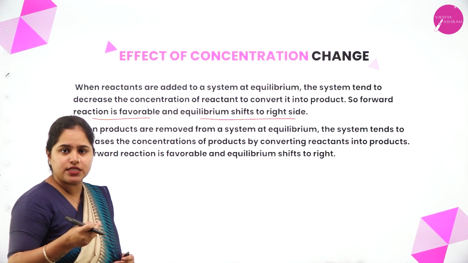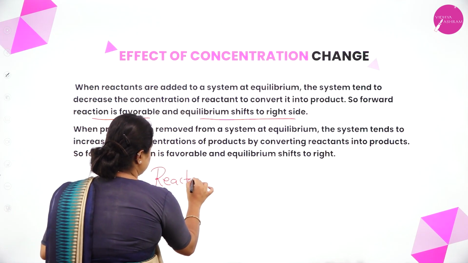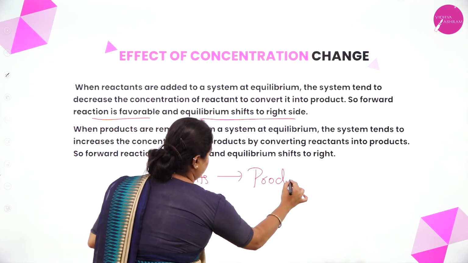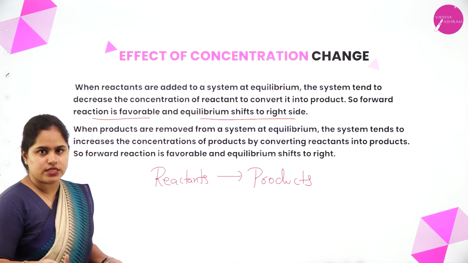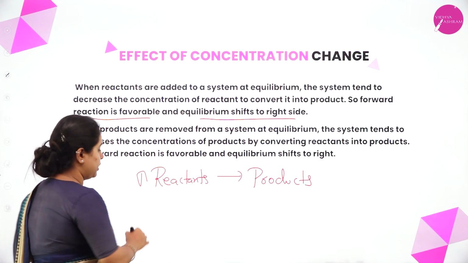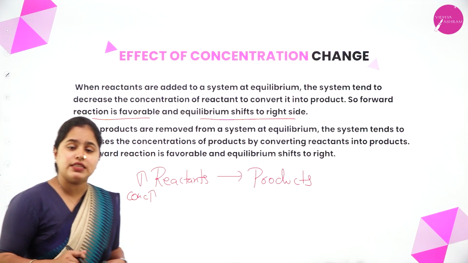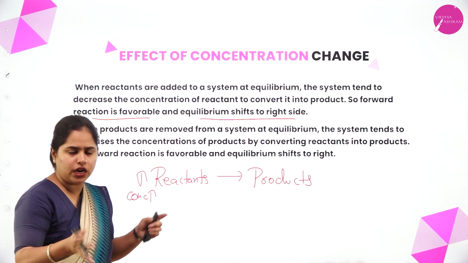So this is what we were discussing in the first slide, right? Let's say we have reactants and it gives some products. As told here, when reactants are added to a system, we are increasing the concentration of the reactants. So what will the system try to do? Now it wants to decrease the concentration of the reactants to nullify the effect.